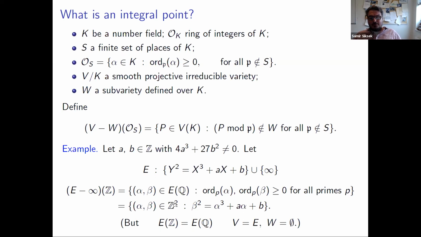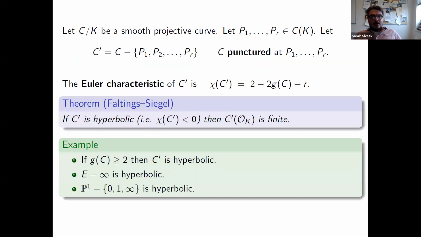Okay, so you end up with points with integer coordinates, which is what you might think of as an integral point if I just gave you this affine equation. And of course, if you don't subtract any points, then the integral points are the same as the rational points.